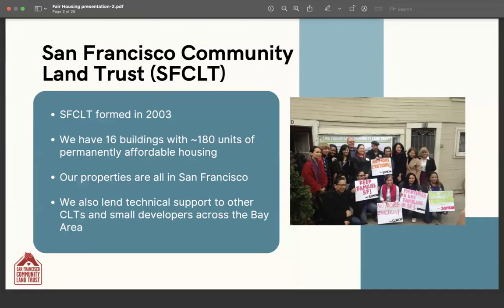And for the past 2 years, we have been lending technical support to other community land trusts and small developers across the 9 county Bay Area, including things like asset management, brokerage, pro forma development support, and other topics. My name is Sarah Scruggs. I am the program director at SFCLT, and I will be walking you through this topic today.